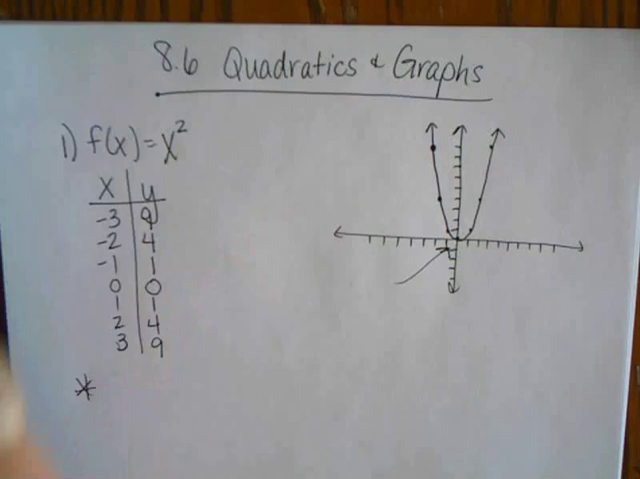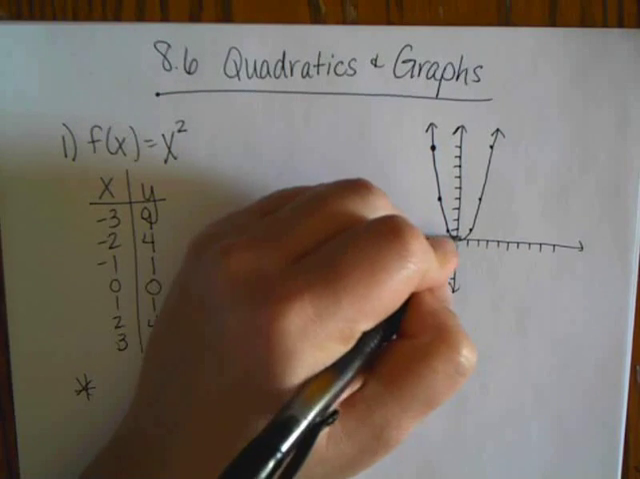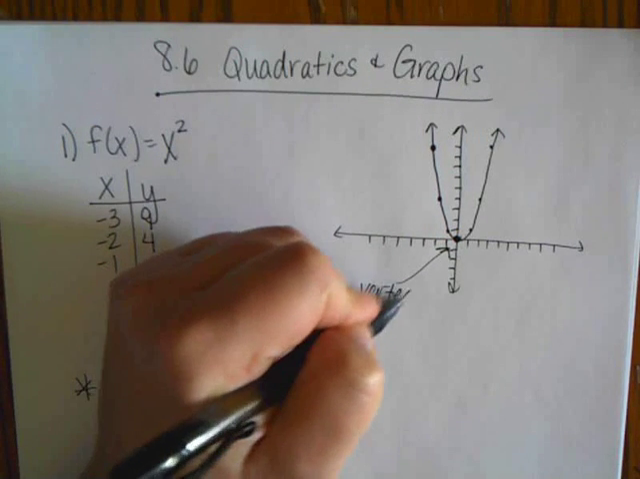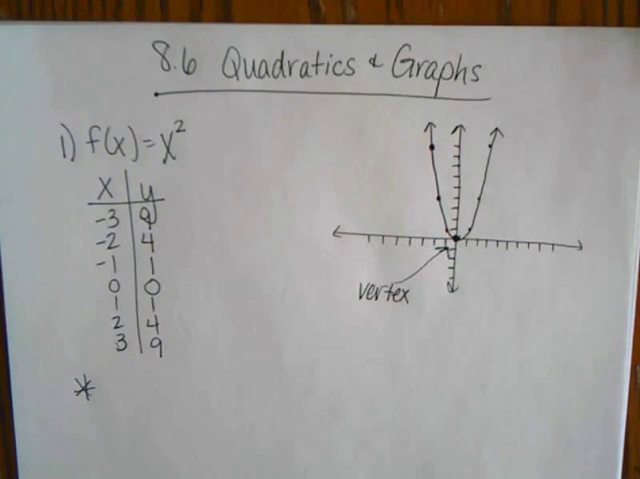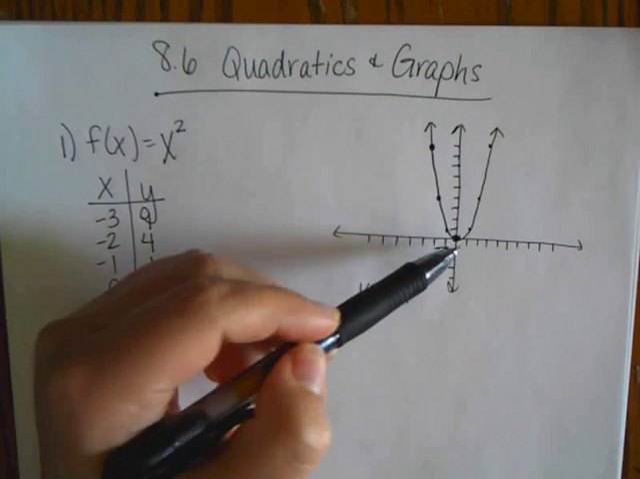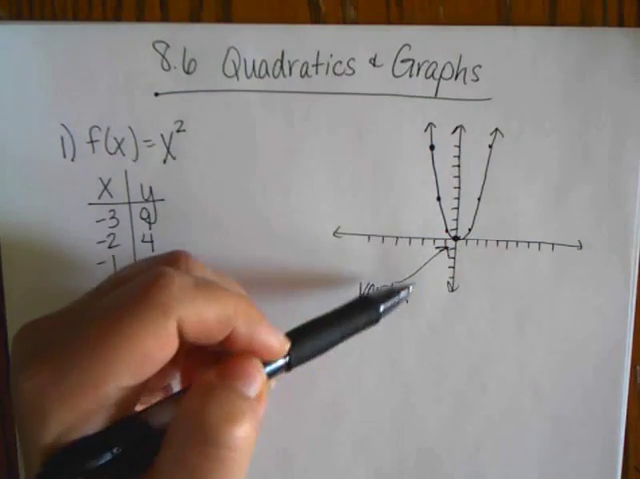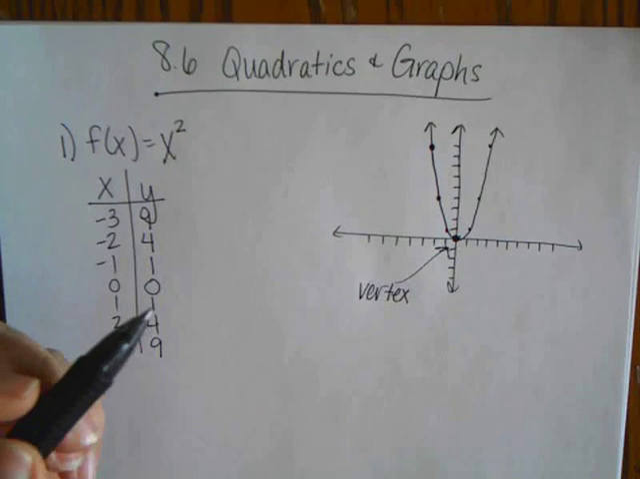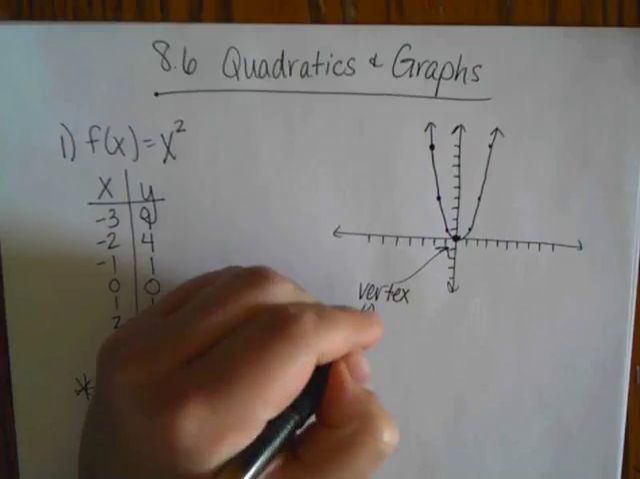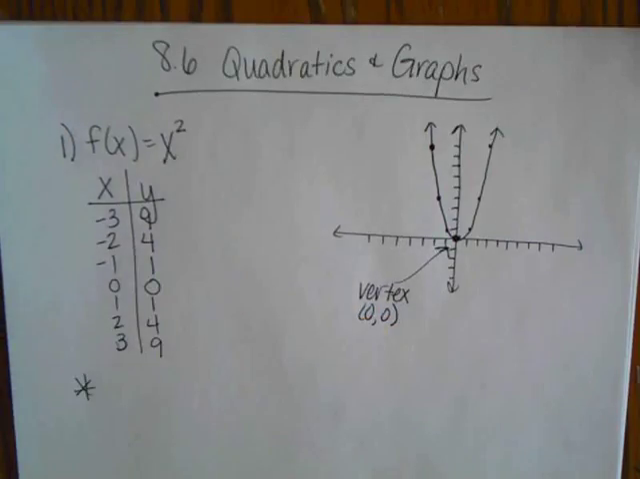This little point that I'm pointing to is called the vertex. And the vertex is the absolute highest or absolute lowest point of a graph. It's also called the max or the min. In this case, it is a min because it's the bottom. It's the lowest point the graph goes. If the parabola were upside down, it would be called a max. What's the vertex of this parabola? It is 0, 0. That's where the vertex lies, 0, 0.